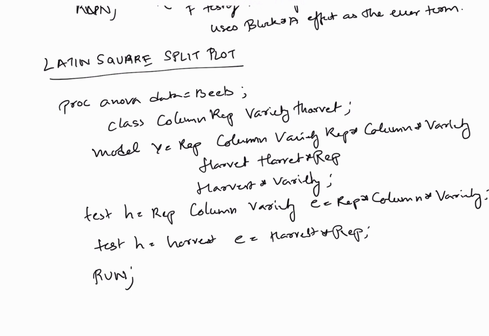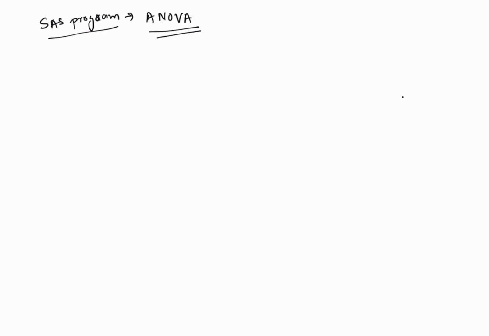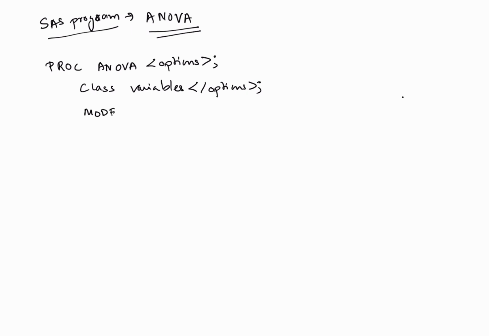Okay, so that's how we actually write it. The procedure that we use in SAS is PROC ANOVA, and you have a lot of options. Those options are available to you in the documentation, and then you write CLASS and then the variables. Again, you'll have a lot of other options that you can choose from. Then you have to write the MODEL, the dependent variable equal to effects, and a lot of options.